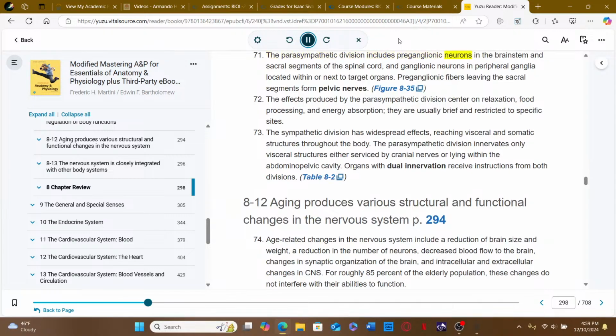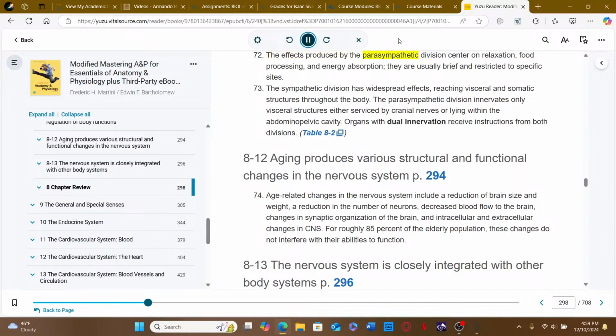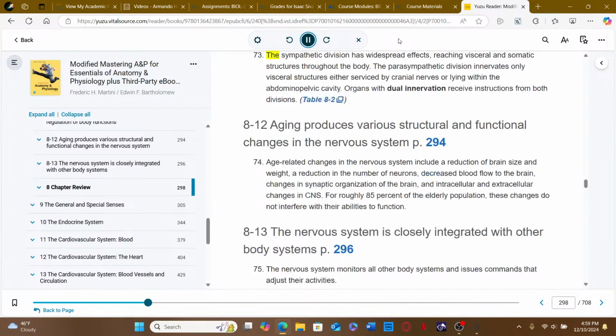The parasympathetic division includes preganglionic neurons in the brainstem and sacral segments of the spinal cord, and ganglionic neurons in peripheral ganglia located within or next to target organs. Preganglionic fibers leaving the sacral segments form pelvic nerves. Figure 8-35. The effects produced by the parasympathetic division center on relaxation, food processing, and energy absorption. They are usually brief and restricted to specific sites.